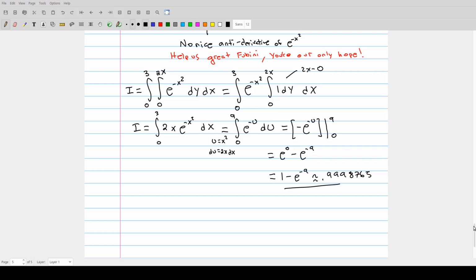But the next lecture will be on different coordinate systems and integrating using polar coordinates in 2D.